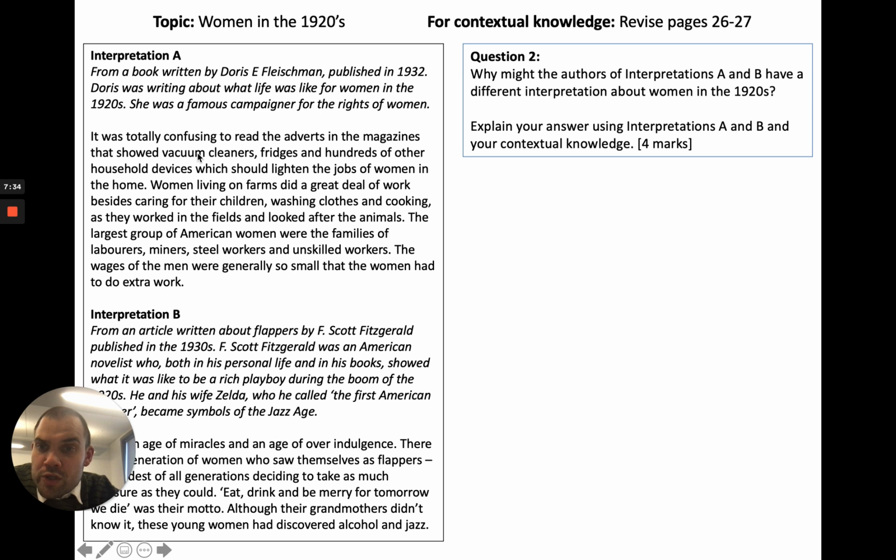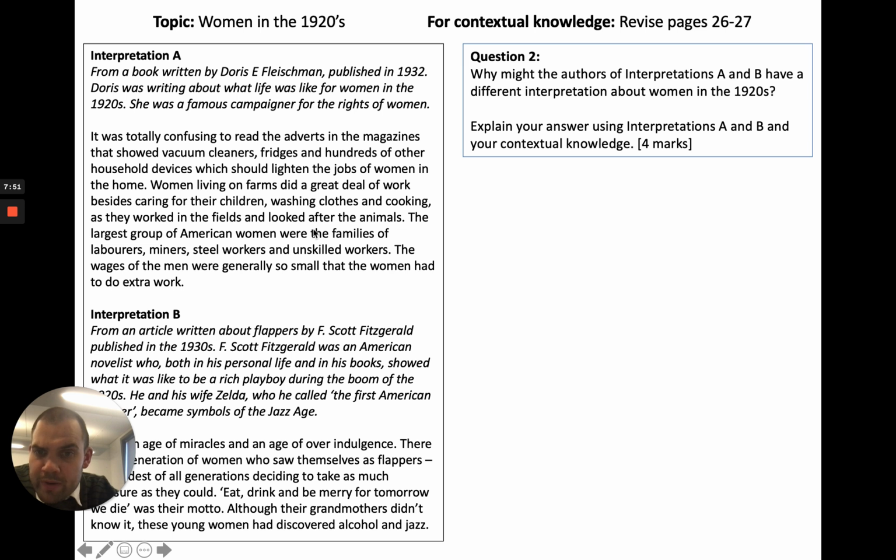Right, so she says, it was totally confusing to read the adverts in the magazines that showed vacuum cleaners, fridges and hundreds of other household devices which should lighten the jobs of women in the home. Women living on farms did a great deal of work besides caring for their children, washing clothes and cooking, as they worked in the fields and looked after the animals.